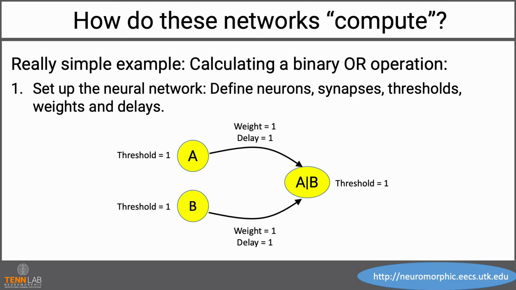This is a three-neuron neural network, which computes a binary OR operation. And so I have all the parameter settings there in the picture. All the neurons have thresholds of 1. The two synapses have weights of 1 and delays of 1. And what this does is calculates a binary OR.